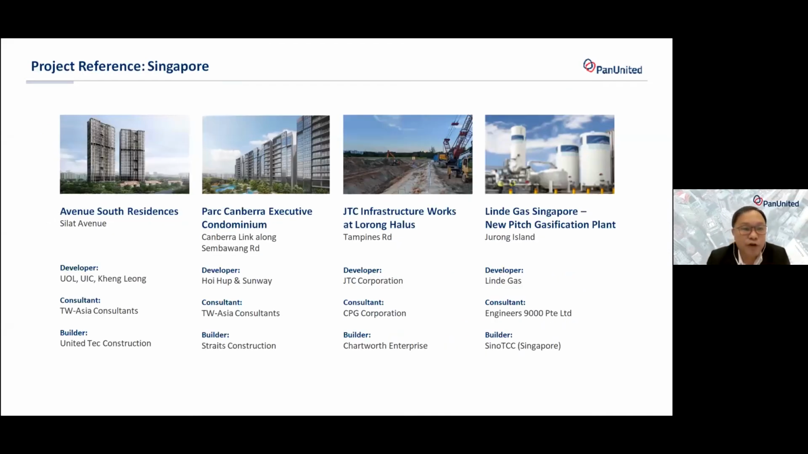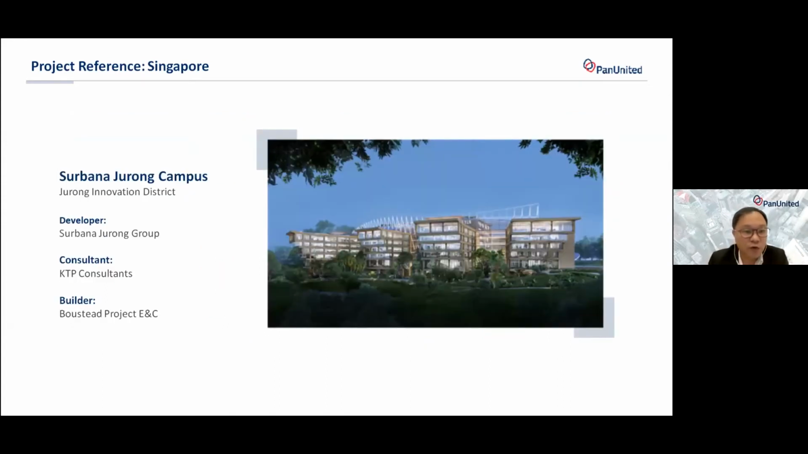Now, some of the project references we have supplied to range from residential to infrastructure, and also the Linde gasification plant projects. And last but not least, the Sabana Jurong campus. So a wide range of applications was used for this CarbonCure concrete in Singapore.